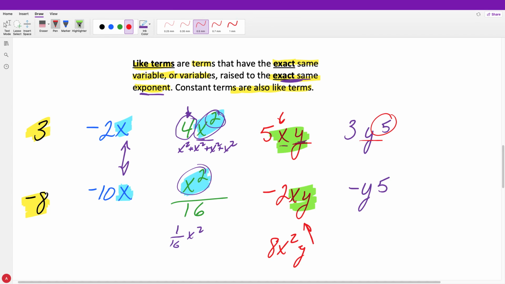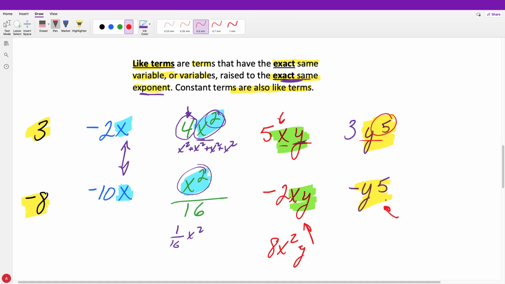All right, and then our last one that we're going to go through here before we move on to the next video, because this video is just talking about like terms, is here we have y to the 5th power, and here we have y to the 5th power. So those are like terms because they have the exact same variable or variables raised to the exact same power.